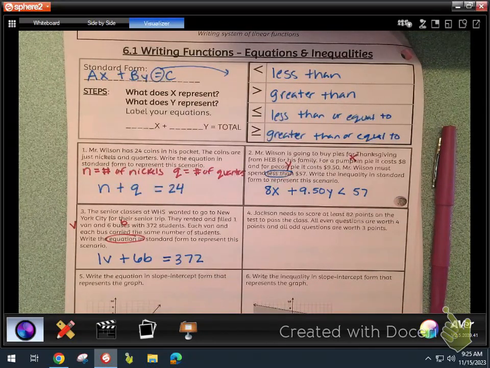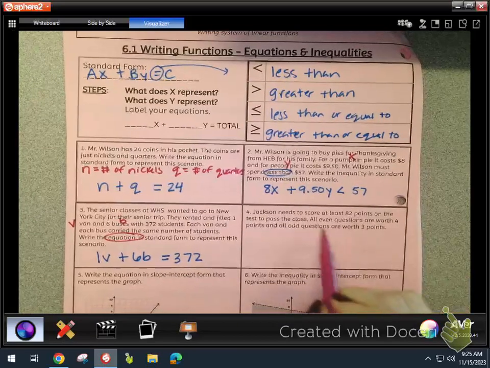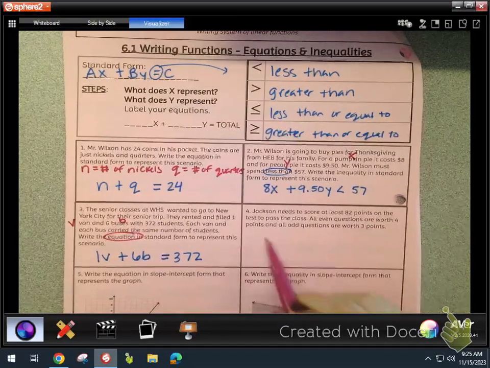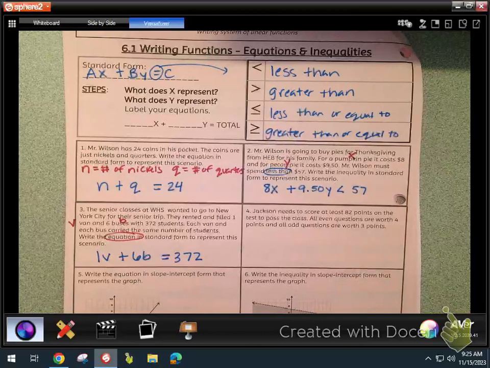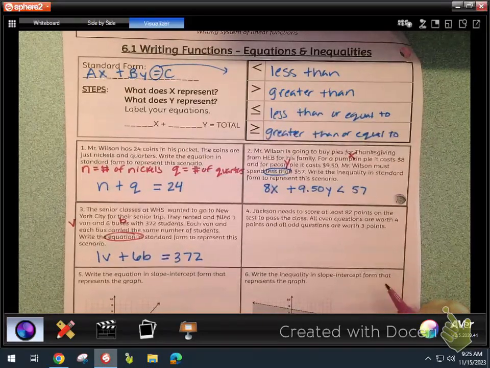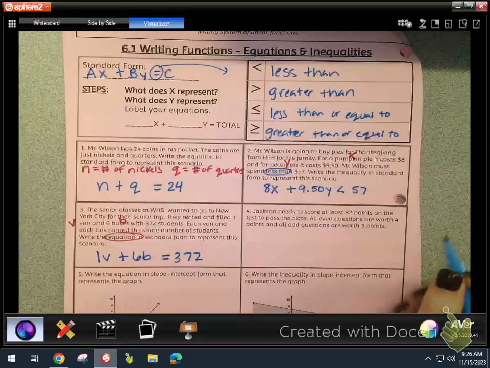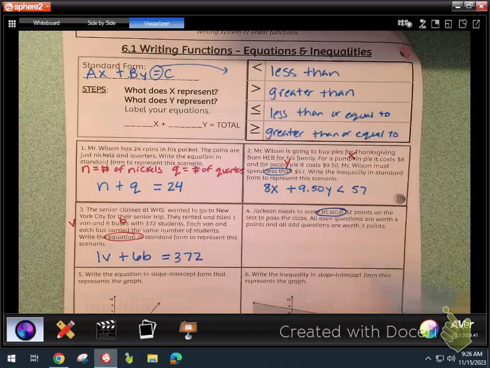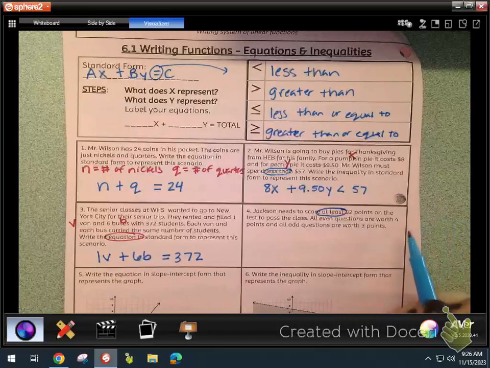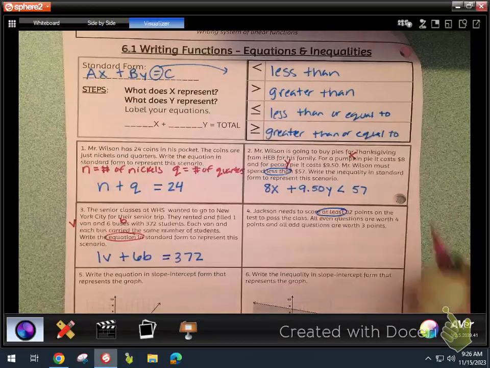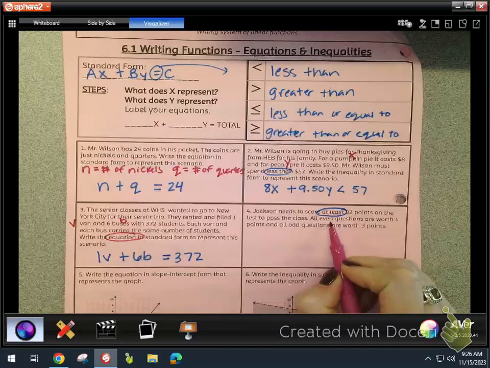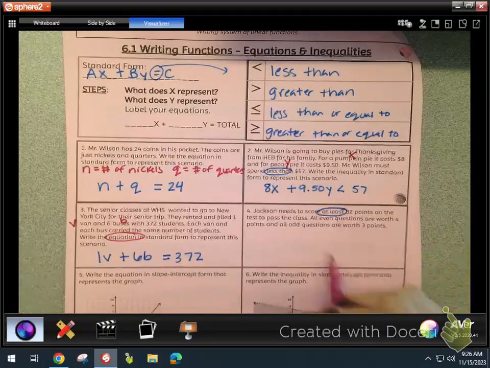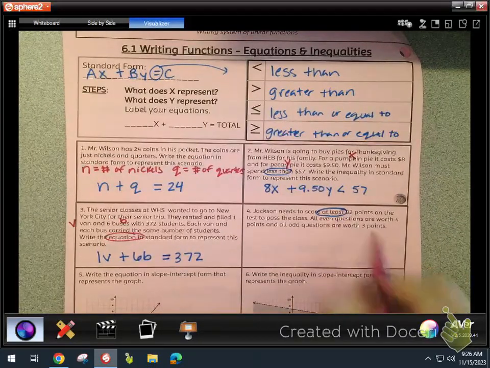All right. Jackson needs to score at least 82 points on his test to pass the class. All even questions are worth 4 points and odd questions are worth 3 points. Okay, we need to write an inequality. Why do we need to write an inequality? At least, okay? So hang on, let's reason through this. So what 2 types of questions are on his test? Even questions, which are worth 4, and odd, which are worth 3 points.